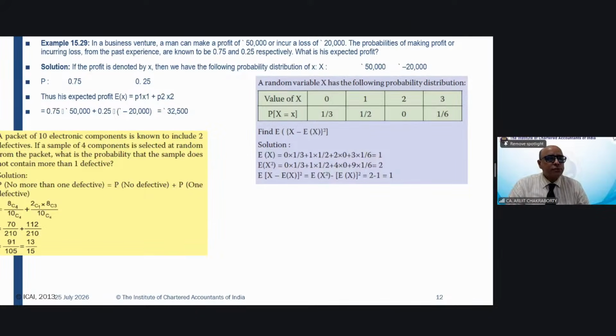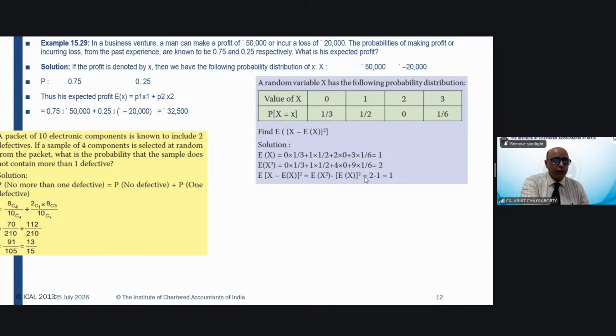So we first find out E(X), expectation of X, and that is worked out 0 into 1 by 3. That means probability into corresponding value. So we work it out, we get 1. And then we calculate the expectation of X square. So in X square, you can see we are squaring each of the values given and multiplying it with the probability. From there, the simple formula of variance, we are getting the answer comes to 1. So this is yet another important example.